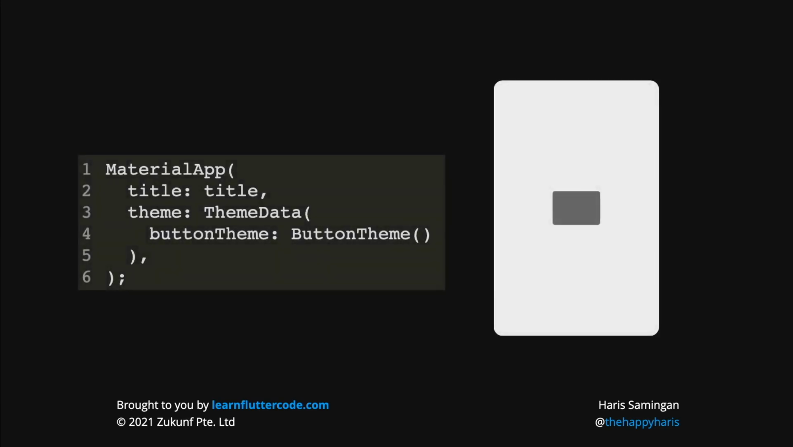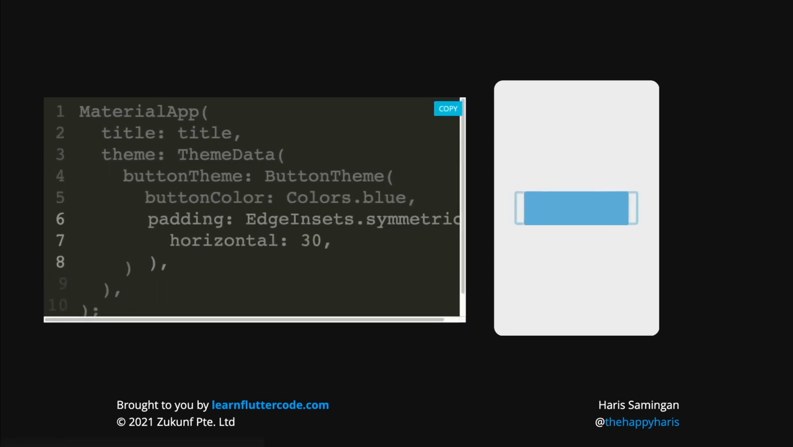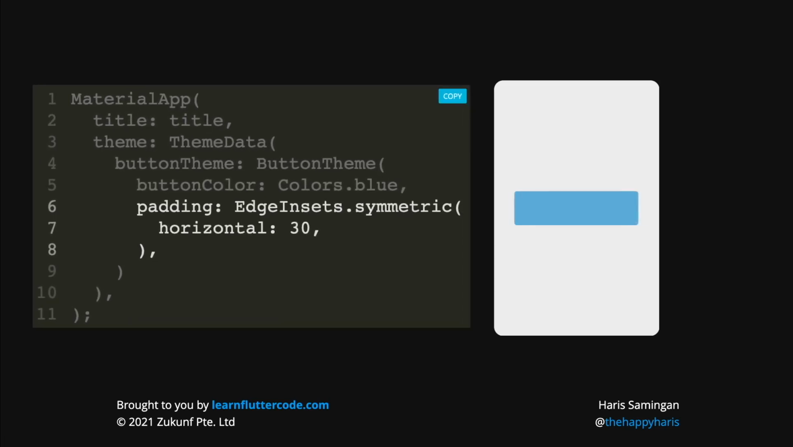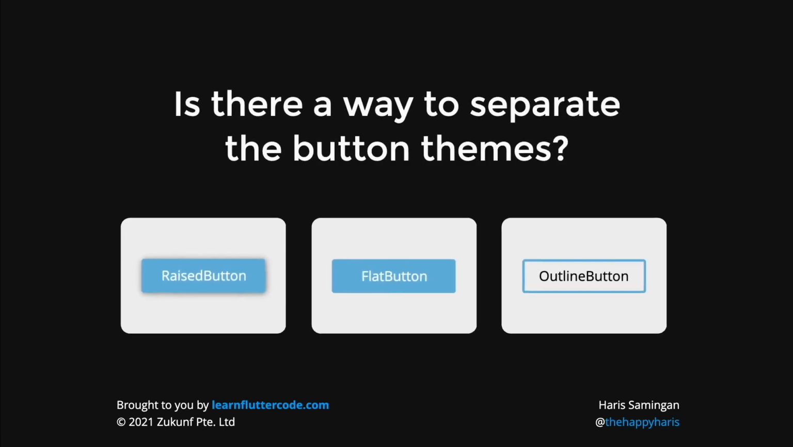So if you were to create a new button theme the old way through the button theme over here, it will look something like this. So then you will add your different properties. For example, I want my flat button to have a button color blue, and then maybe I want to expand it by adding some padding horizontally. But the problem is that this button theme will be the same for all of the 3 different types of buttons, which is the raised button, flat button, and the outline button. However, is there a way for us to separate the button themes according to each button?